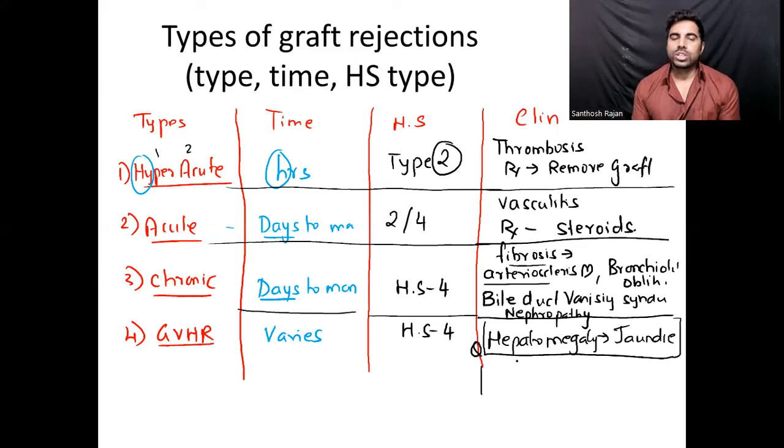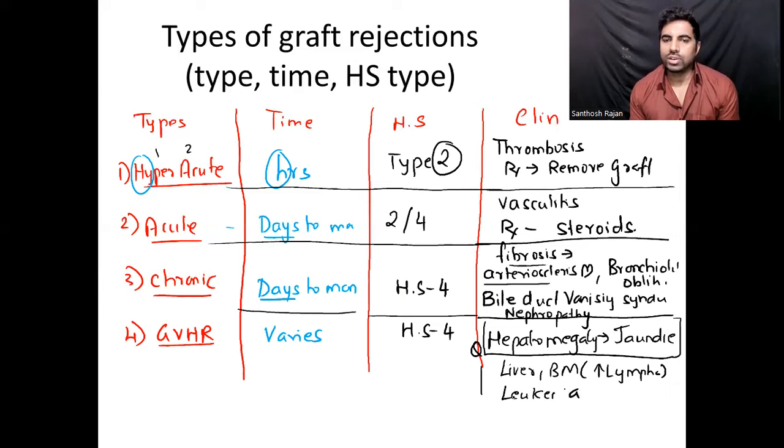So what happened? Usually this happens in liver and bone marrow transplants, because those organs have what? Rich lymphocytes. There are more lymphocytes, so it happens only for them. So it is very good for leukemia patients. Leukemia with a bone marrow transplant, this is a very good option. We can do it, and if there's a type 4 reaction, it's okay, no problem. That is how graft versus host reaction can happen.